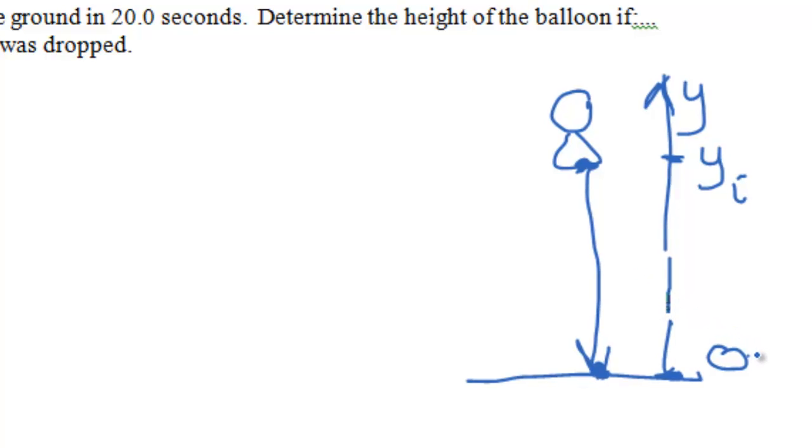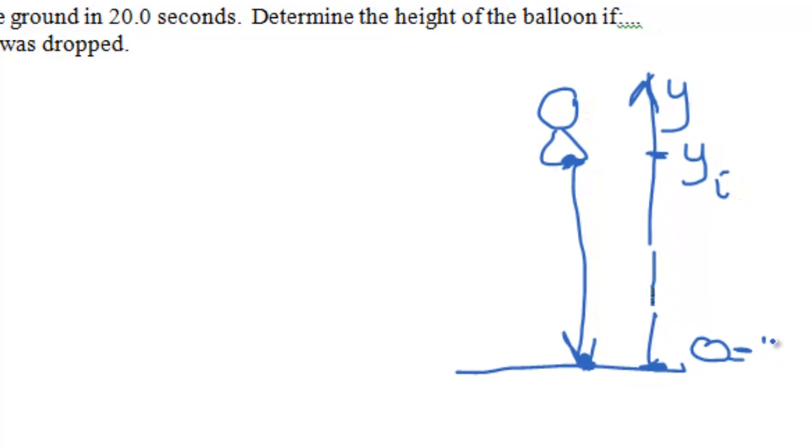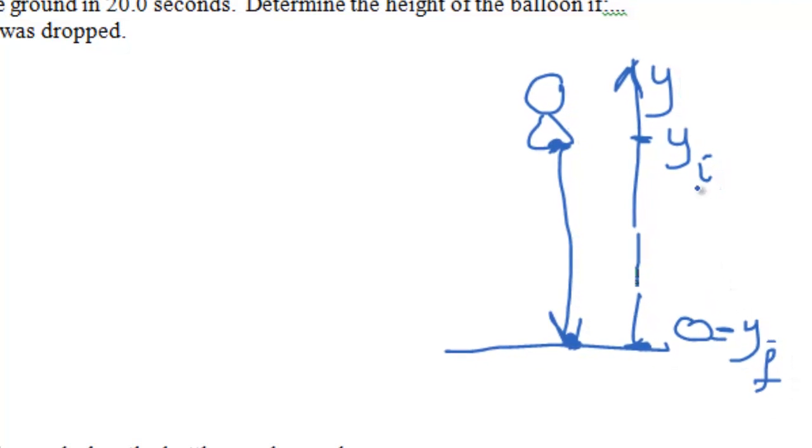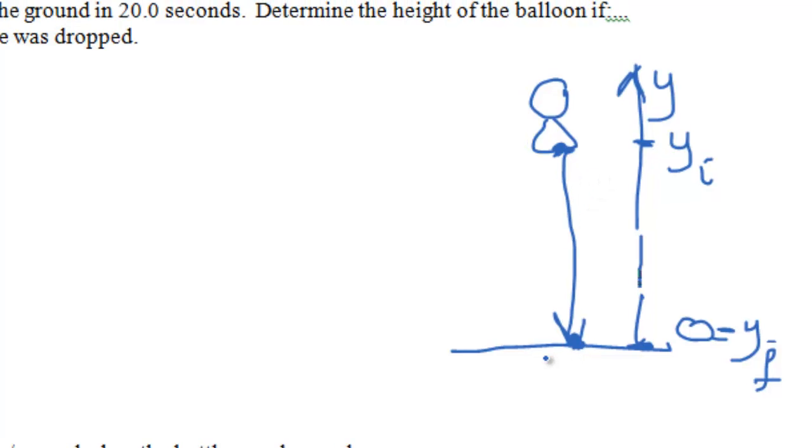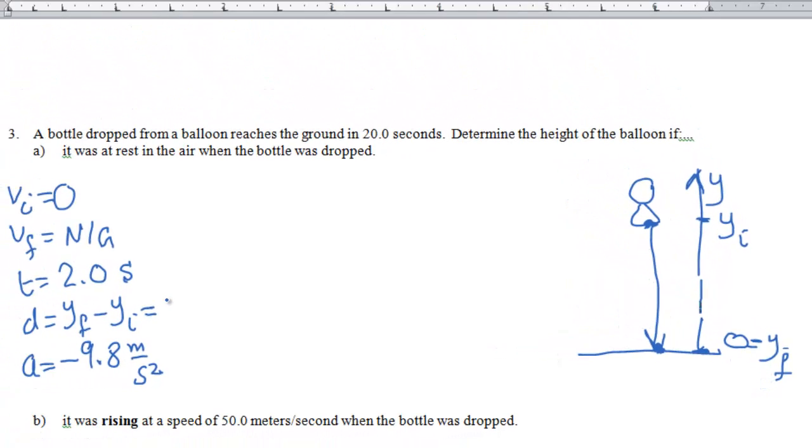So 0 represents the final position, and the height of the balloon represents the initial position, and this is the displacement from upward to downward. So we expect the displacement to be negative, so this is downward. So now if we go ahead and complete it, the displacement will be 0 minus y initial. So we are trying to find y initial, which will represent the height of the balloon at this moment.